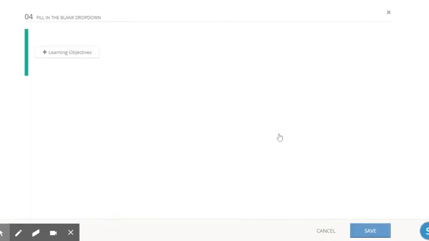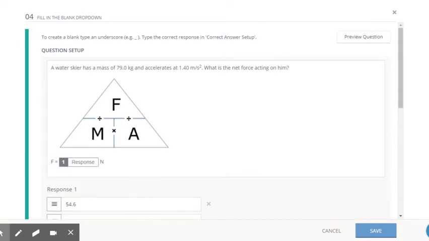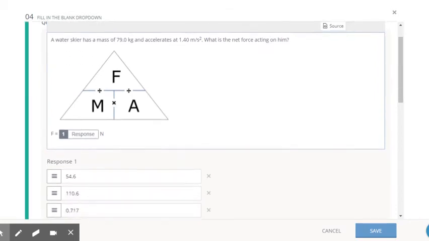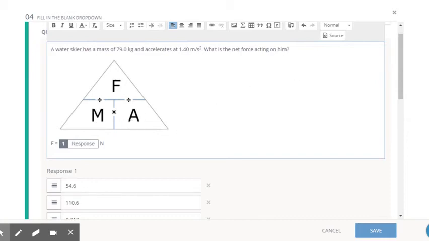Last problem. A water skier has a mass of 79 and accelerates at 1.4. What is the force? Well, if we cover up the F, you see that we need to multiply our mass and our acceleration. So 79 times 1.4 is equal to 110.6. Okay, so all you had to do was just multiply M times A.